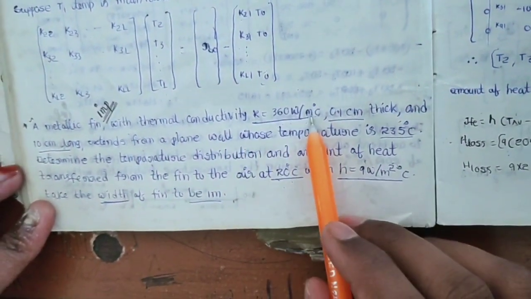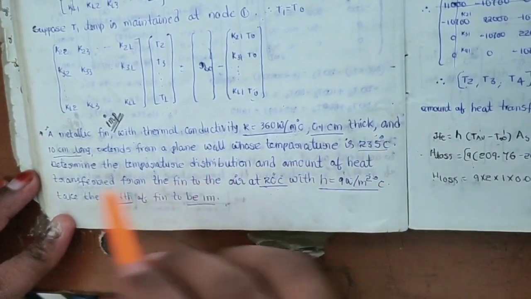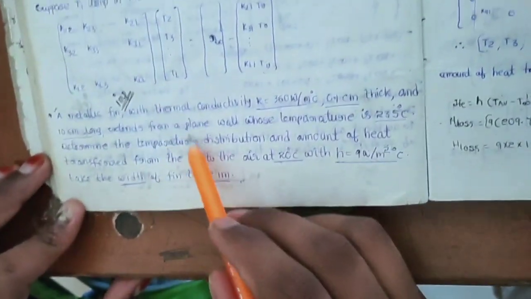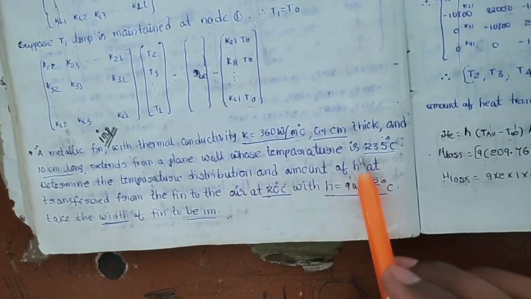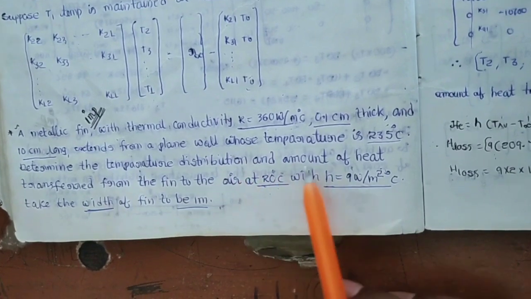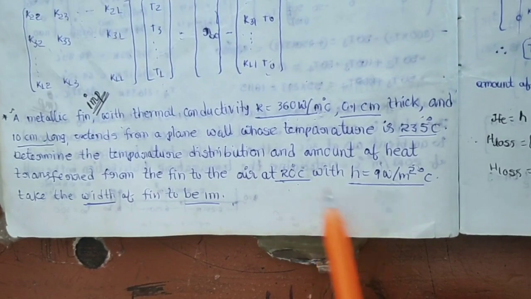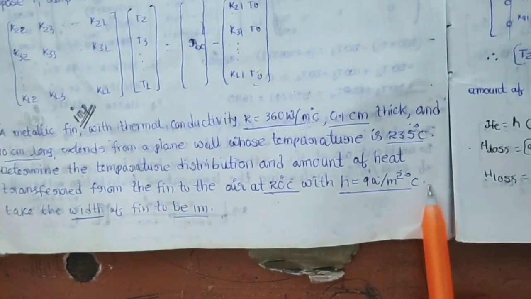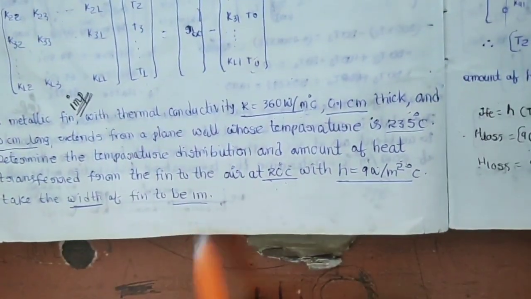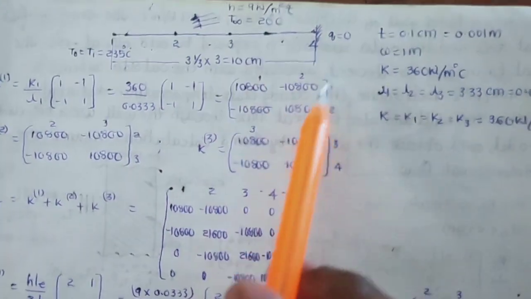A metallic fin with thermal conductivity K of 360 watt per meter degree centigrade, 0.1 centimeter thick and 10 centimeter long, extends from a plane wall whose temperature is 230 degrees centigrade. Determine the temperature distribution and the amount of heat transferred from the fin to the air at 20 degrees centigrade with h equal to 9 watt per meter degree centigrade. Take the width of the fin to be 1 meter. So this problem you have to solve by using the finite element formulation. See, the figure is given here.